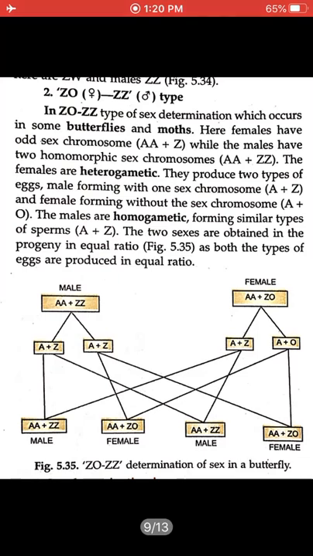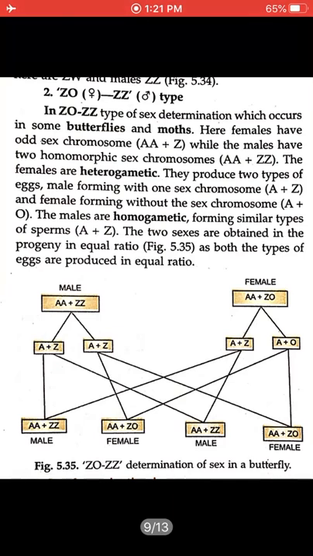Now we will do sex determination in butterfly. In this you can see males have AA chromosomes, meaning males are homogamic and females are heterogamic. Males have the same pair, AA plus ZZ, but in females A plus Z and O, where O stands for the absence of a chromosome.